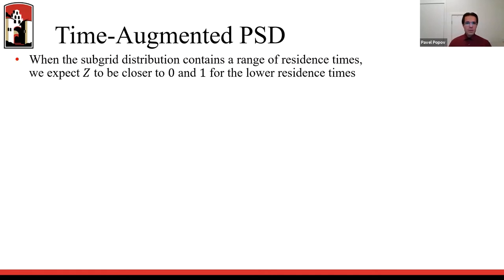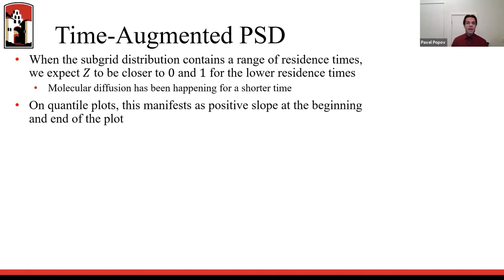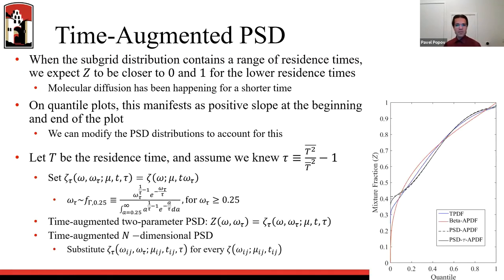Now, when the subgrid distribution contains a range of residence times, basically, when the subgrid fluid particles entered the domain at different prior times, we expect that the mixture fraction will be closer to zero and one for those fluid chunks which have lower residence times, because they have experienced molecular diffusion for a shorter time. And on quantile plots, this manifests as a positive slope at the beginning and the end of the plot.